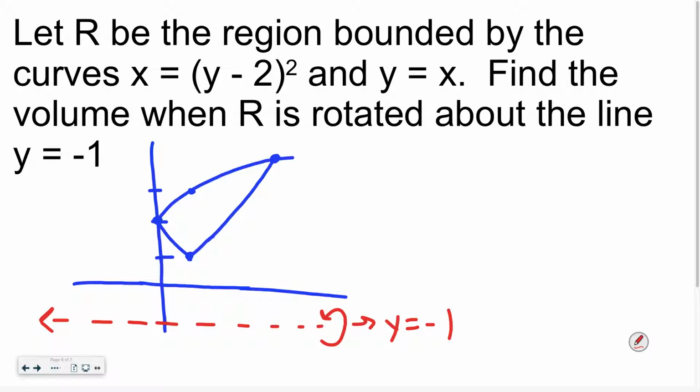Okay. Now, here's an example of a time where we could choose washer versus shell method. However, if I were to draw dx rectangles, top minus bottom would change. We would have to do 2 integrals. However, if we draw horizontal rectangles with thickness dy, we stay consistent from left to right, however you think of it. And so we're going to have to do 1 integral.